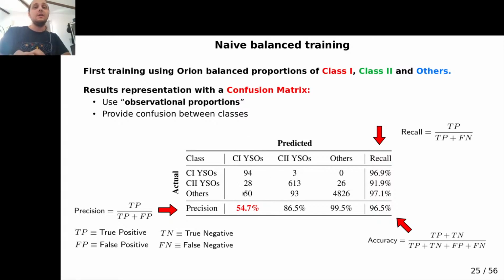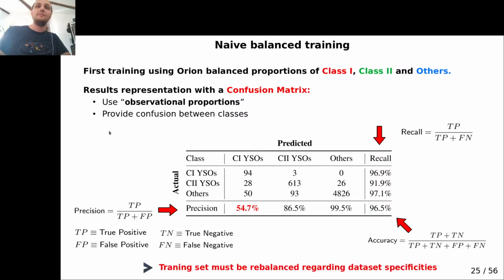So here, inside all the objects that were predicted as class 1 WISOs, we have just a bit more than 50% chance that those objects are actual genuine class 1 WISOs. This is an issue, and it can be reduced by using rebalancing inside our training dataset.